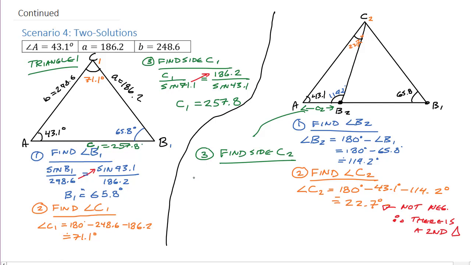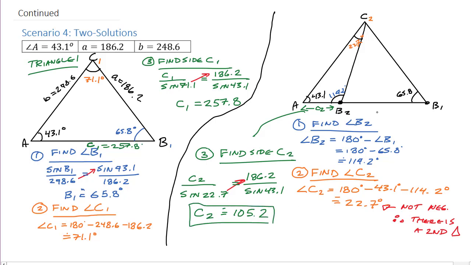All right, so to do that, C2 over sine of the angle across from it, and we just found earlier the angle was 22.7, and I'm just going to use A again like I used in the previous triangle, 186.2 divided by sine of 43.1. Okay, so you're going to multiply that by that and divide by sine of 43.1, punch it in your calculator, and if you do it right, I got approximately 105.2, and there's that side right there. So that's that. I can't quite label that in there, so I'll just leave it be. All right, so we got 2 triangles.